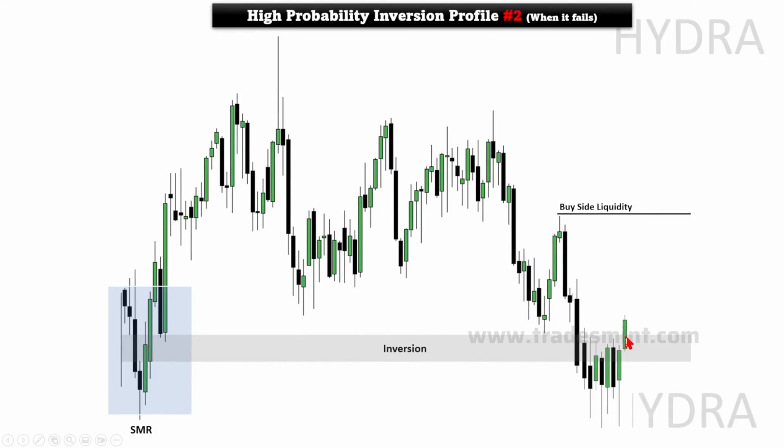When price is closing a candle's body again above this inversion, you should know that the market structure shift happened and you were wrong here. And at the very next candle, you can see how price continues its trend towards buy side liquidity.